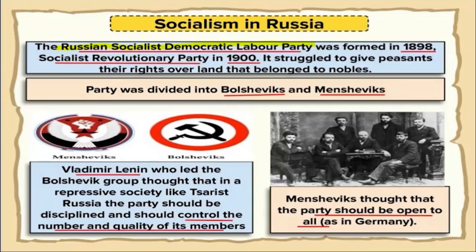But talking about the Mensheviks, that was not the condition. Mensheviks allowed everyone to join. The party should be open to all. The Mensheviks thought that this party is not only for specific people who are not Tsarists, rather it should be for everyone. So that was the thinking of the Mensheviks. Now, Bolsheviks and Mensheviks, we are going to learn about them more in our coming parts.